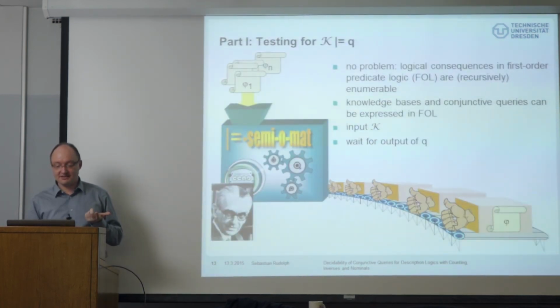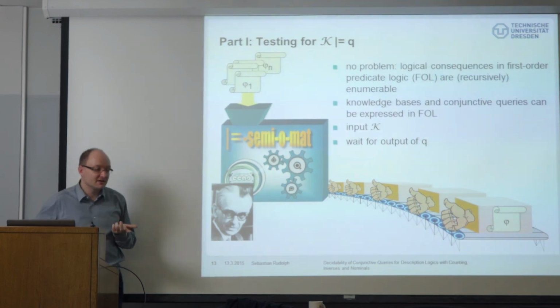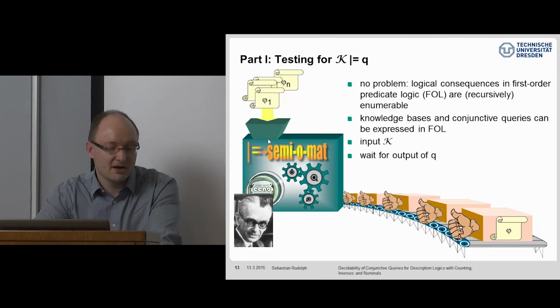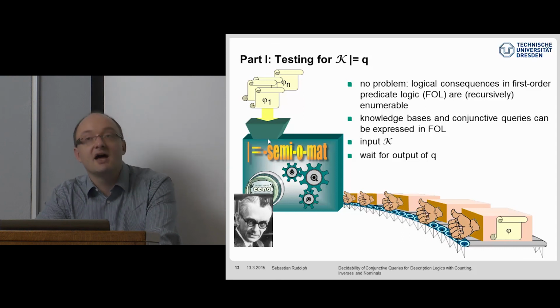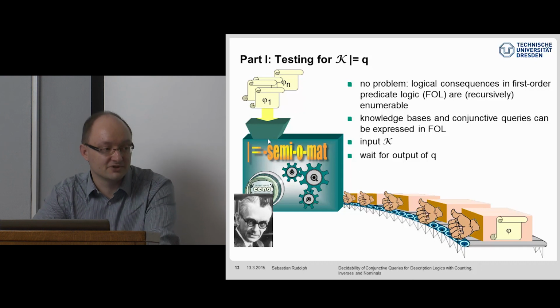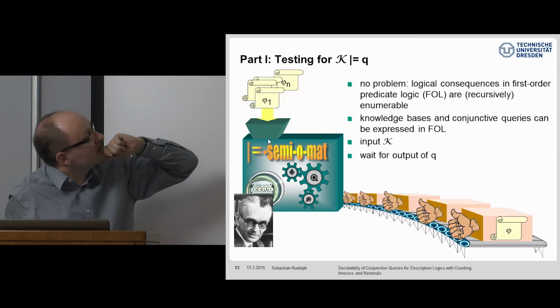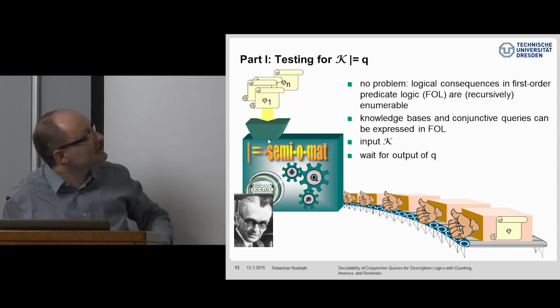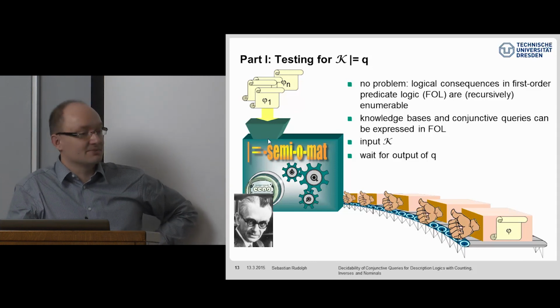It tells us actually that this is a logical entailment problem, and luckily we know that entailment in first order logic is semi-decidable. And also luckily it's the case that description logics are a fragment of first order logic. So everything we can say in description logics we can say in first order logic. And also conjunctive queries are expressible in first order logic. It's just existentially quantified conjunctions over atoms. So essentially this question, if Q is entailed by K, can be rephrased as a first order logic entailment problem.